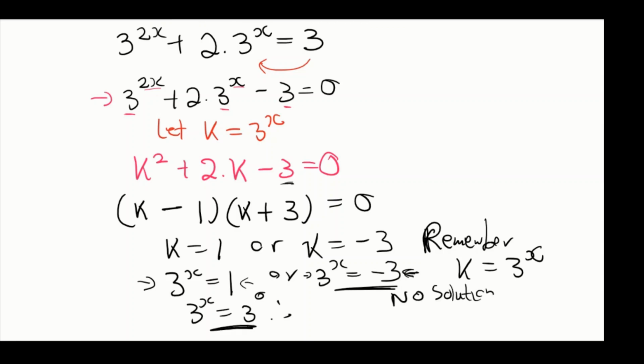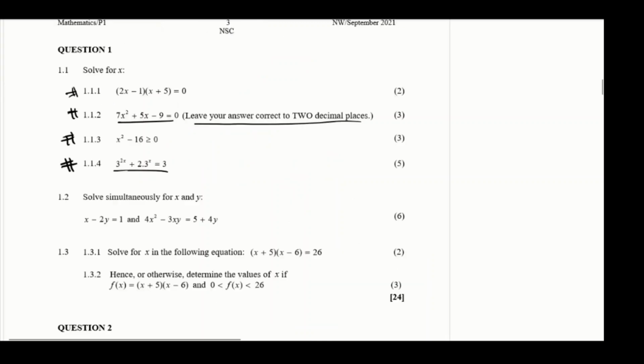So to continue for this problem here, we can simply say 3 to the power of x equals 3 to the power of 0. So same base, you drop the base, so x is equal to 0. So that is your final solution for this problem here.